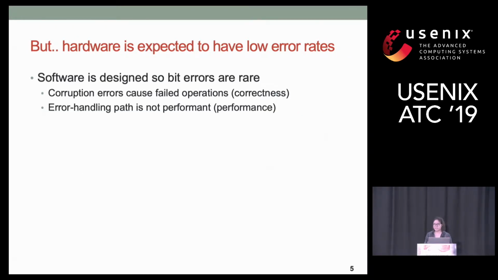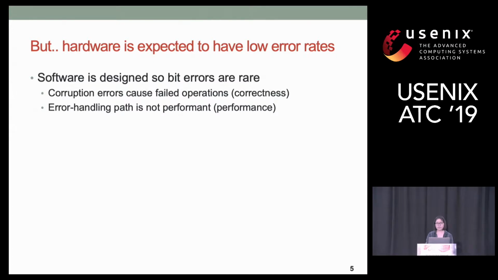But doing so is easier said than done because hardware is expected to have low error rates, and software has been designed around this assumption for a long time. And so this causes two problems. One is a correctness problem, because by increasing the error rates coming off of the device, you could actually just fail the software. And this is also a performance problem, because if the software does have some sort of way of handling these errors, typically this error handling path is not performant because it's assumed to be a rare event.